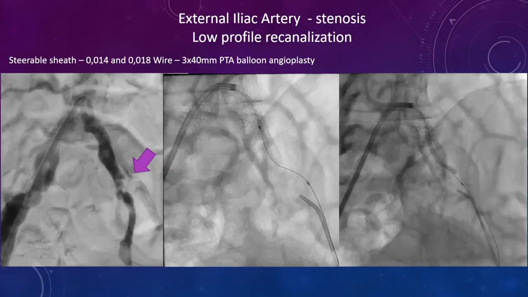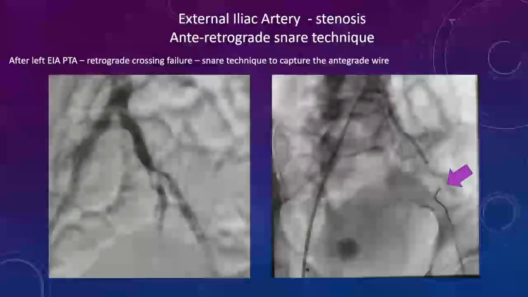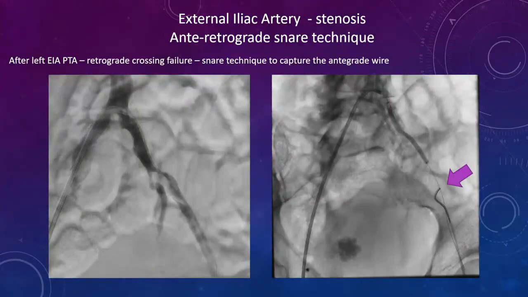After we changed the diagnostic catheter, we used the steerable sheath. It's really useful. As you can see between the first and the second picture, you can change the angulation of this steerable sheath and advance the low profile instruments through the lesion. First we tried a 018, then a 014 wire, followed by balloon angioplasty to open up the vessel a little bit. And after the balloon angioplasty, there was still a problem crossing the lesion from the retrograde approach, so finally we used the snare technique.